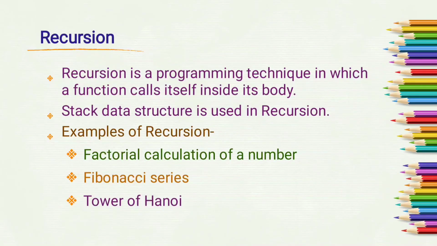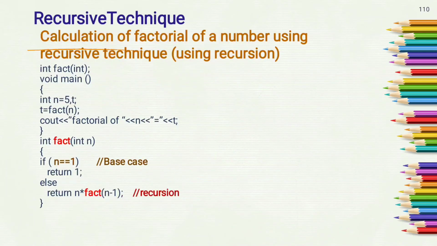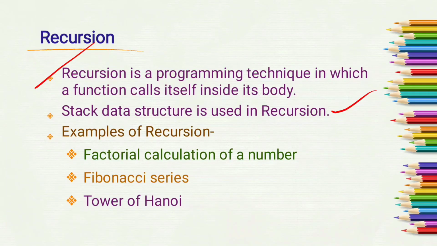What is recursion? Recursion is a programming technique in which a function calls itself inside its body, or as we say, inside its definition. As you can see, this is a factorial function in which factorial calls itself inside its definition. This is an example of recursion. In recursion we use the stack data structure. In the next slides we will see how the stack is used in recursion.